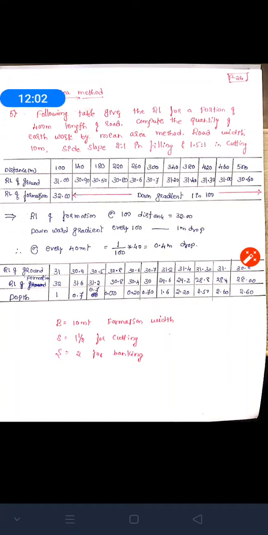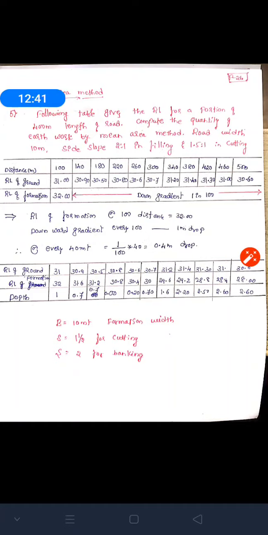And he has given the distance like this: 100, 140, 180, 220, 260, 300, 340, 380, 420, 460, and 500. And he has given the different RLs here, that is different ground levels for 100, 140, 180. And here the RL of formation at 100 chainage is 32, and for the others we should calculate it by using the gradient, he has given the downward gradient 1 in 100. It means at every 100 meter there will be 1 meter drop here.